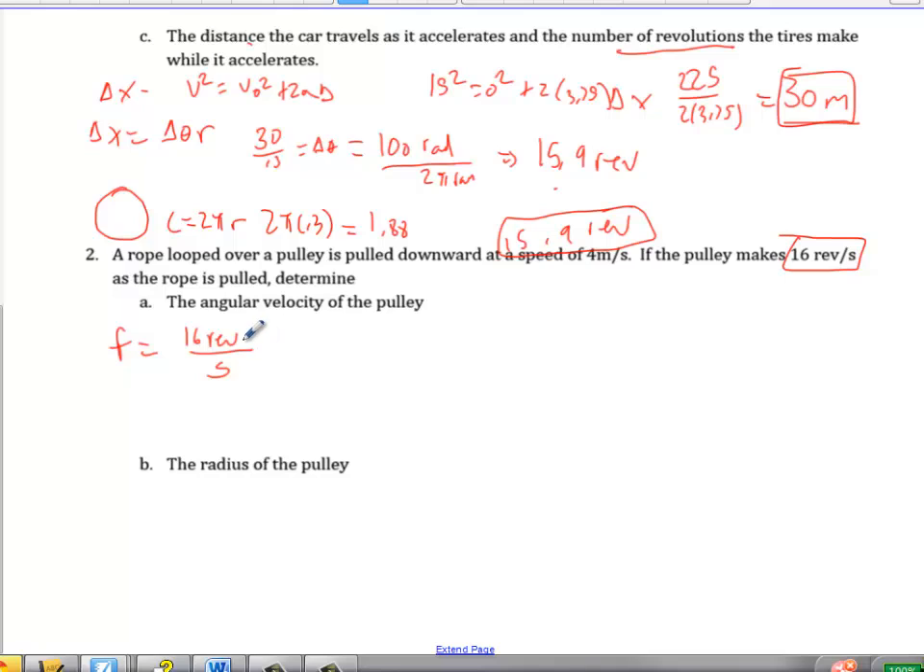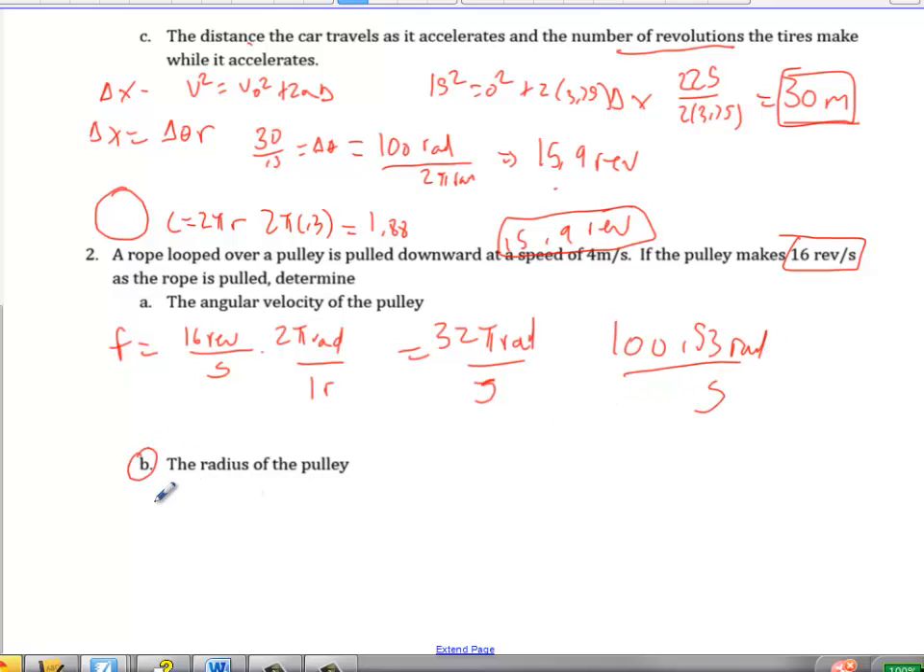Remember, one revolution is equal to 2 pi. So if I say 2 pi radians in one revolution, all I have now is 32 pi radians per second. If you want to look at that a different way, you can actually multiply that by pi and give me the decimal approximation, which is 100.53 radians per second.